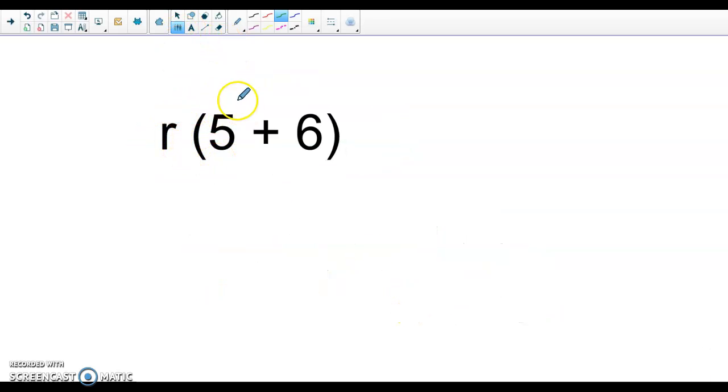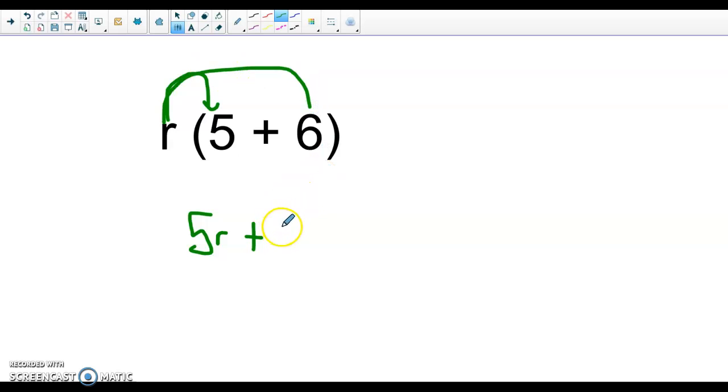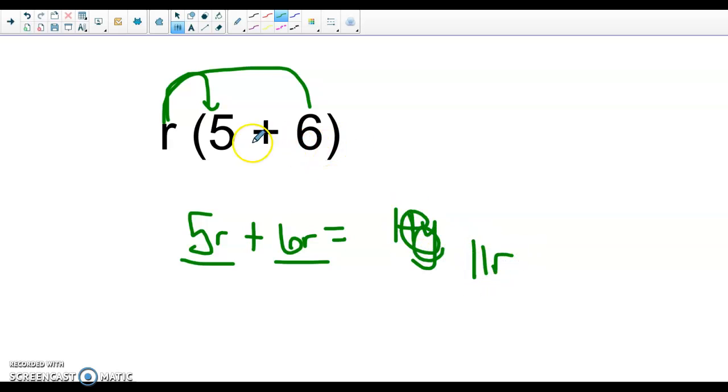Look at this, same deal. This one has an r on the outside, so you're multiplying everything on the inside by r. So you're going to do r times 5, 5r, and then bring your plus sign down, and then r times 6, which gives you 6r. Then can you simplify this further? Can you add these two things together? If they both have a coefficient and they both have a variable, and the variable is the same, then yes, you can. 5 plus 6 is 11, so I get 11r. That's my variable, not y.